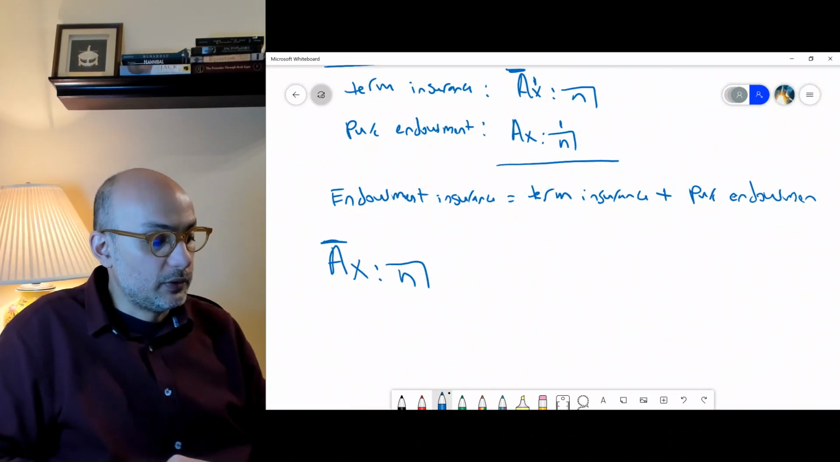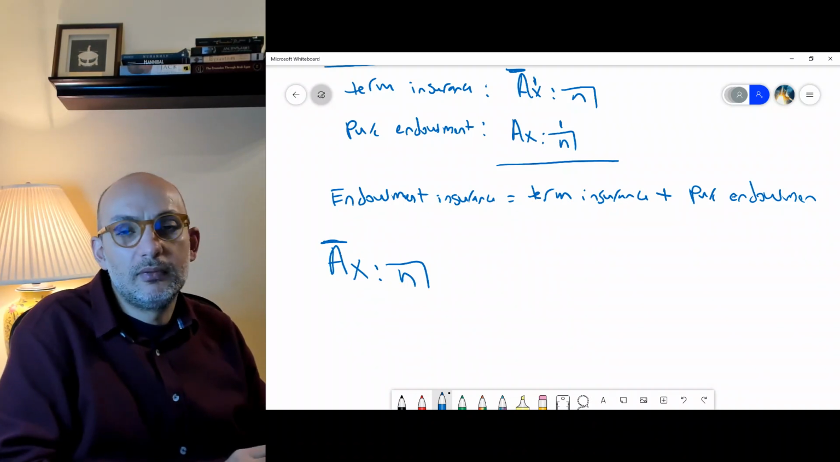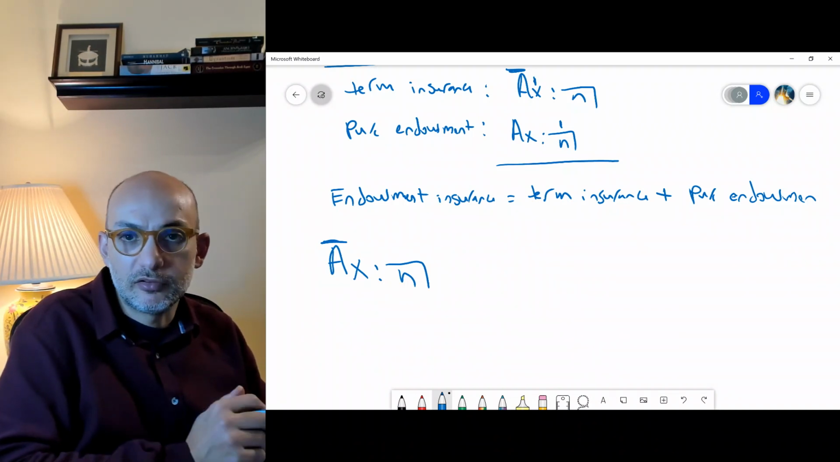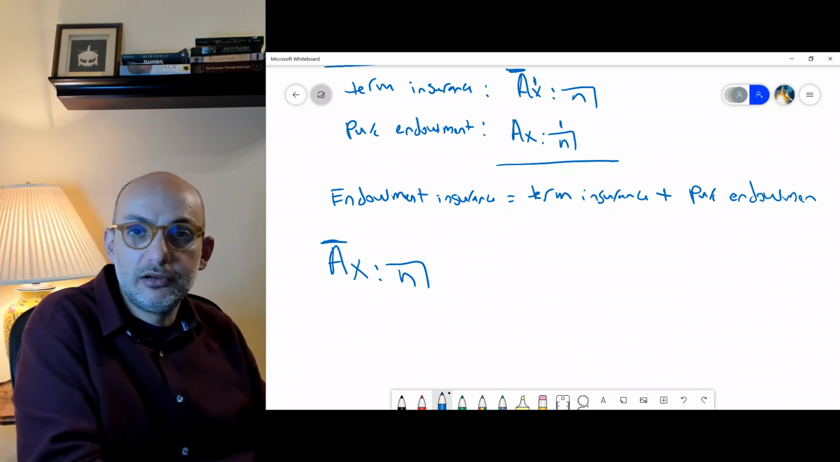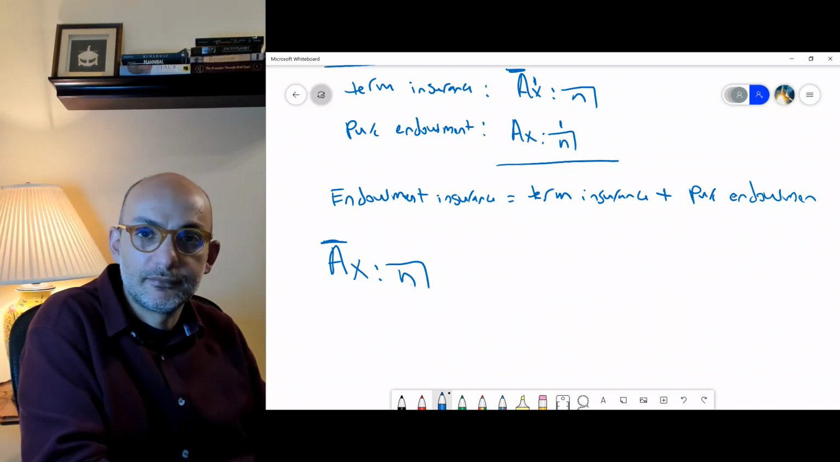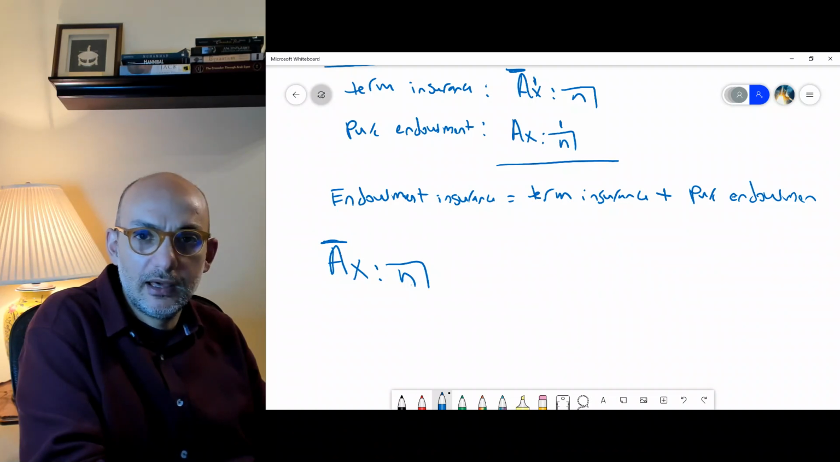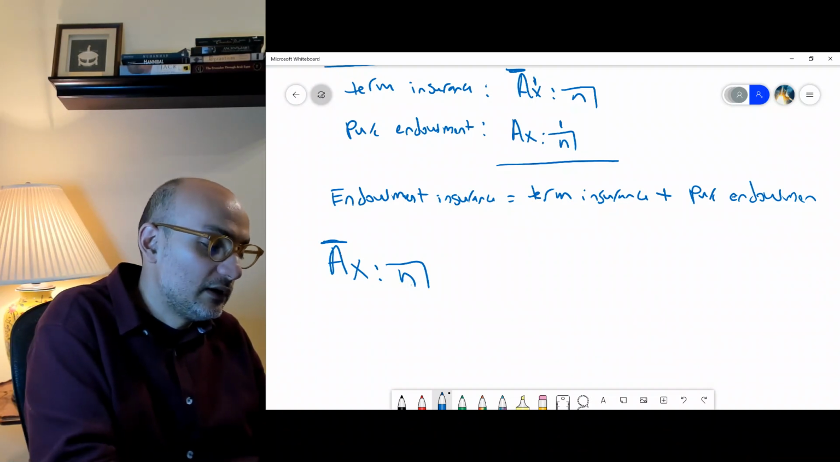So how do we read this? A tells us insurance, the bar means it's payable at time of death because it's continuous, for an n period. It's not for whole life, it's for an n period because of the angle. So if the individual dies within n years, we get $1. If the individual survives n years, we also get $1. This is A_x:n, which is the term insurance plus the pure endowment.